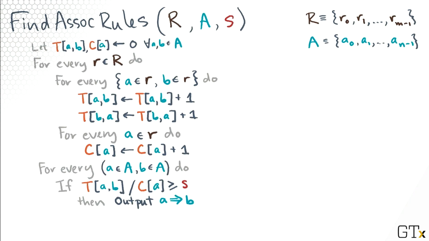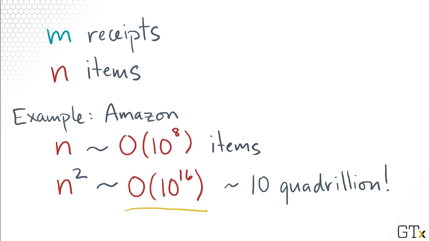First, it might do too much work. Second, it might use too much intermediate storage. Okay, I think I know what you mean, but can you elaborate? Sure. Let's say there are m receipts and n possible items. If all possible pairs of items actually co-occur, then in terms of storage, the table might need up to n squared entries. Right, that makes sense.